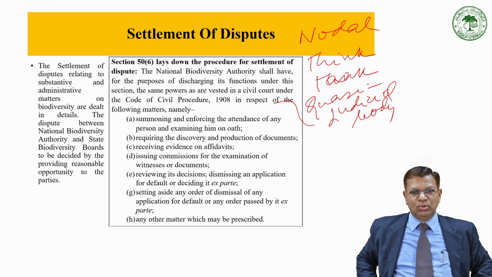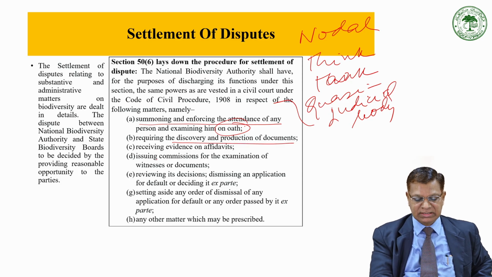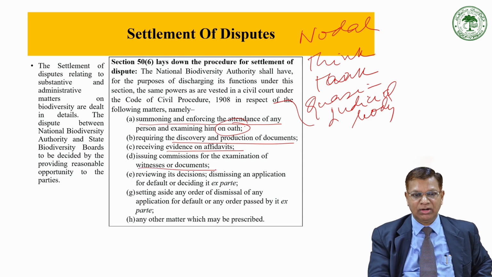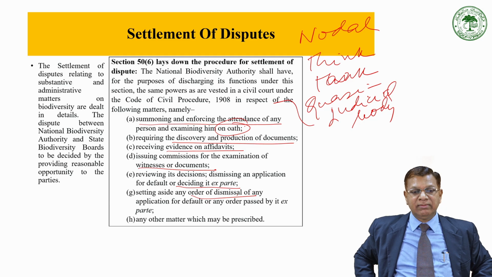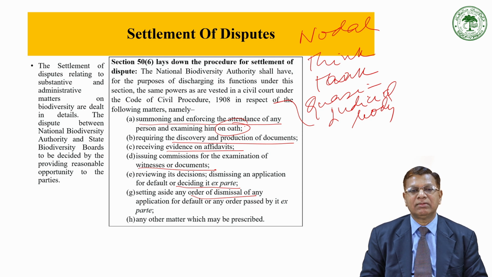exercising the powers of a civil court as contained in the Civil Procedure Code 1908 in respect of: number one, summoning and enforcing attendance of any person and examining on oath; requiring the discovery and production of documents; evidence and affidavits; issuing commission for examination of witnesses and documents; reviewing decisions; dismissing applications for default or deciding ex parte; setting aside the order of dismissal; and any matter prescribed by law from time to time. So, the role of the National Biodiversity Authority, so far we have been discussing from the administrative point of view, as a think tank, because it has a provision of an expert committee to guide on conservation issues.